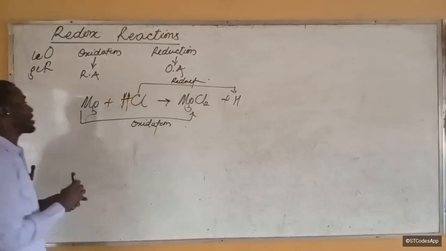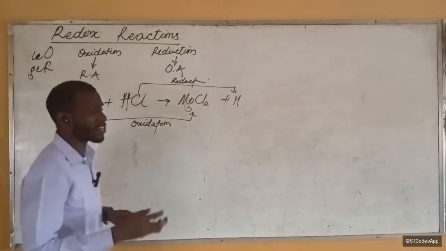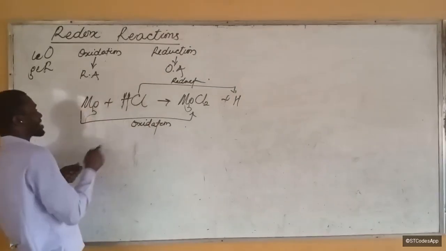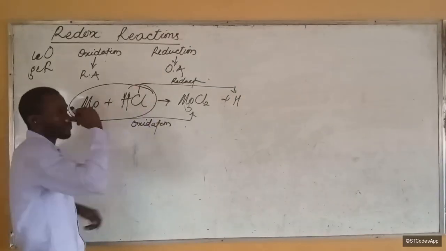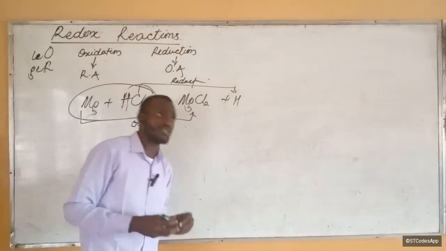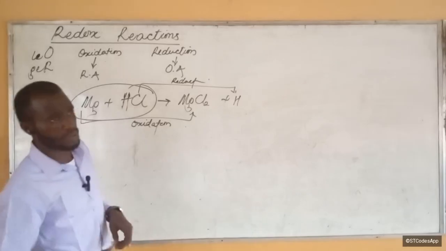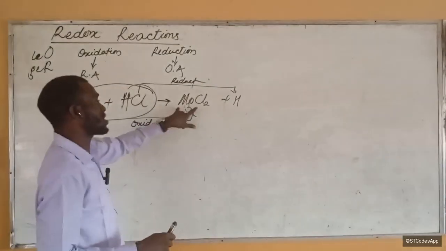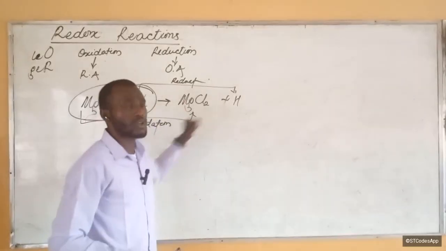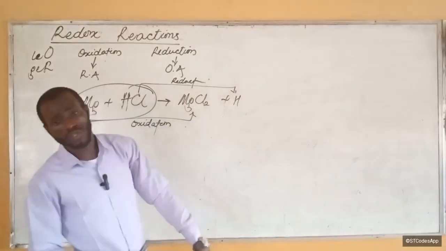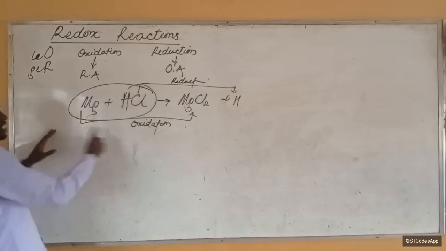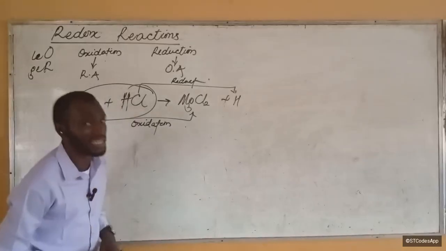Now listen, this is my point. Your reducing agent and oxidizing agent, you can only check them from the reactant side only, not from the product side. I've seen JAMB questions, WAEC questions where they will say which one is the oxidizing agent, which one is the reducing agent, and they will give options from the product side. Those options from the product side will be wrong. The oxidizing agents and reducing agents are checked from the reactants.